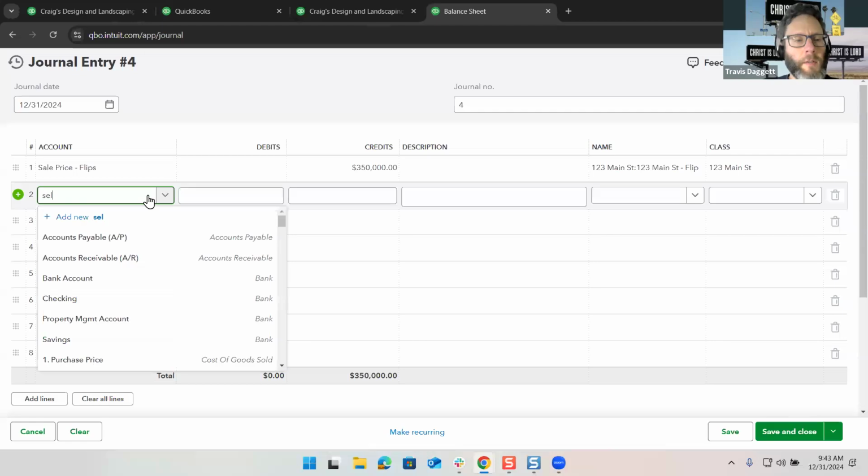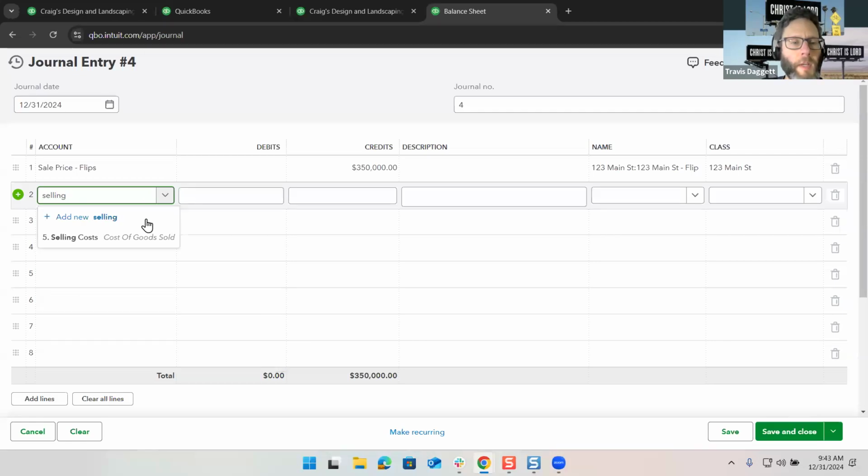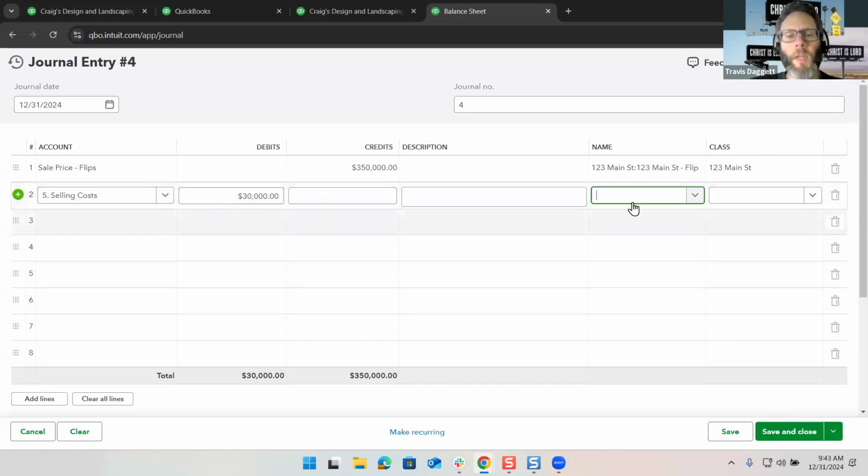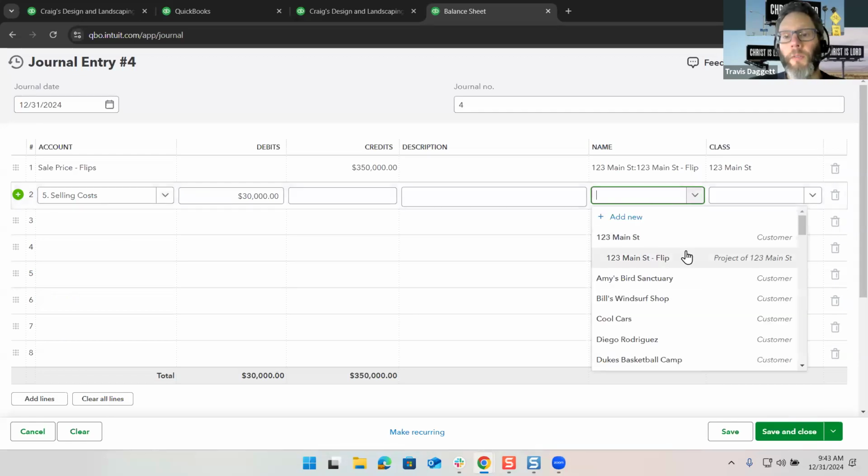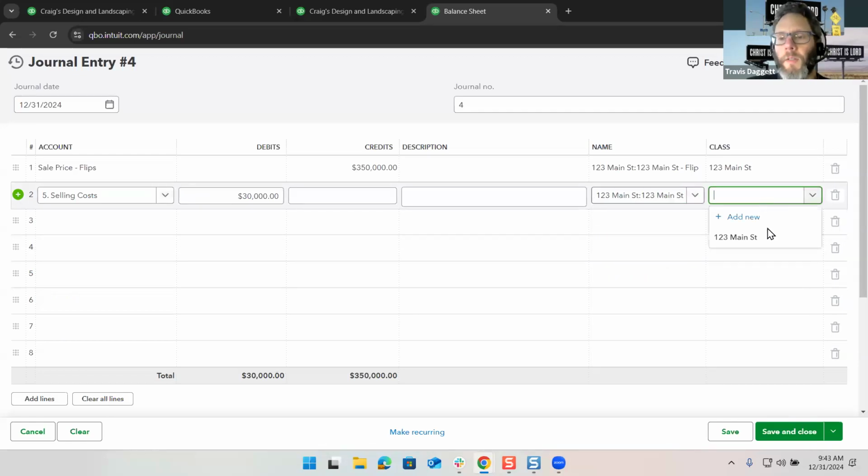And then selling costs. And this is cost of goods sold, and cost of goods sold, like expenses, are increased by debits. Let's say that we think we're going to have 30,000 there in selling costs. Usually higher than buyer costs if we are using a real estate agent.